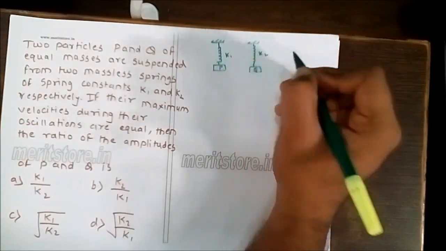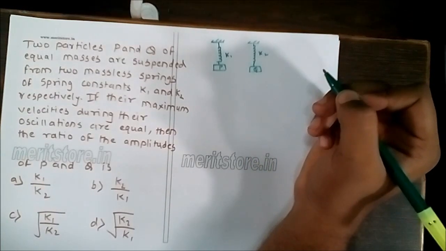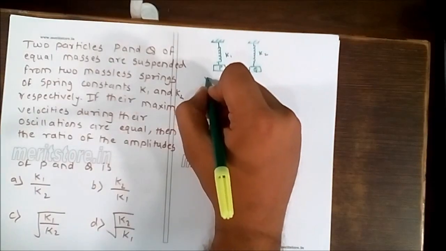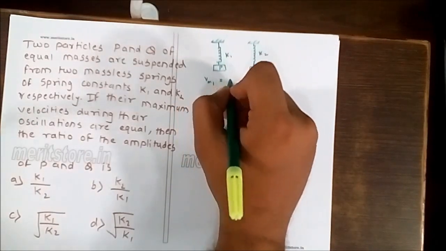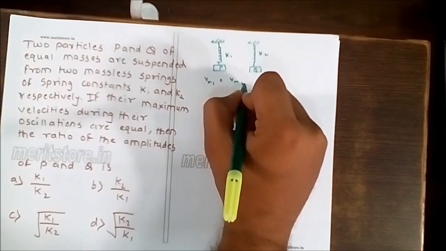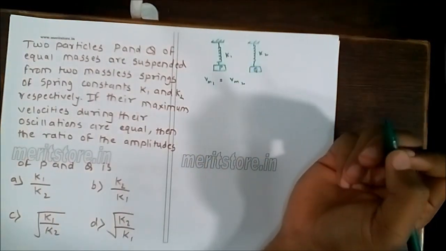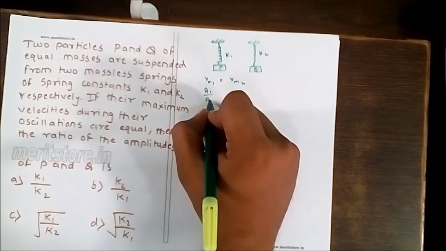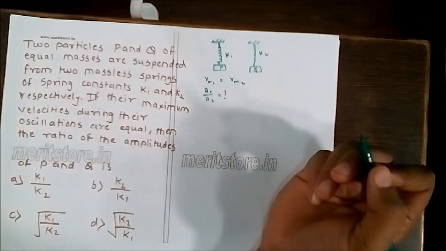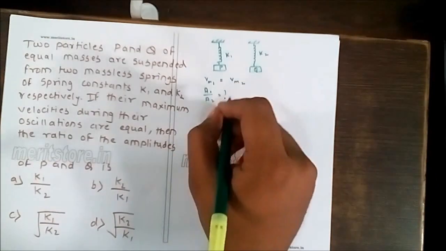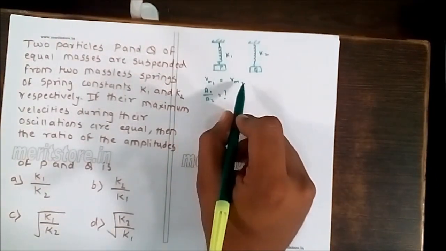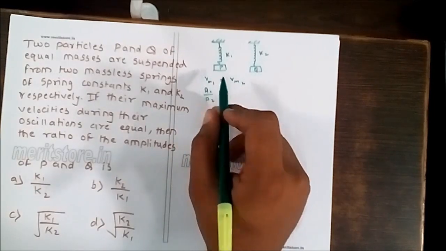K1 and K2 are their spring constants. If their maximum velocities during their oscillations are equal, so V max of first is equal to V max of second, then the ratio of the amplitudes has been demanded. So A1 upon A2 is equal to question mark. Now when these particles are oscillating, their maximum velocities are found to be equal.